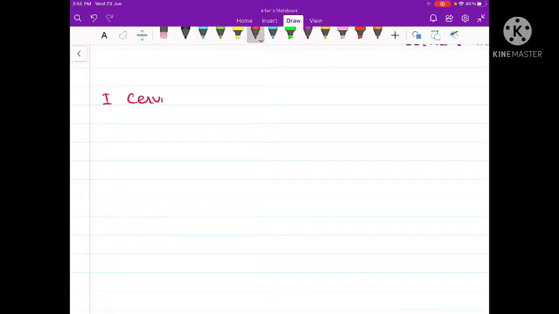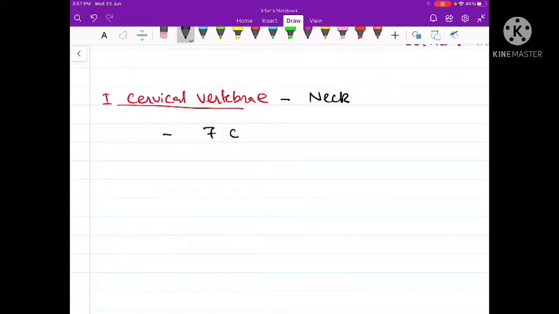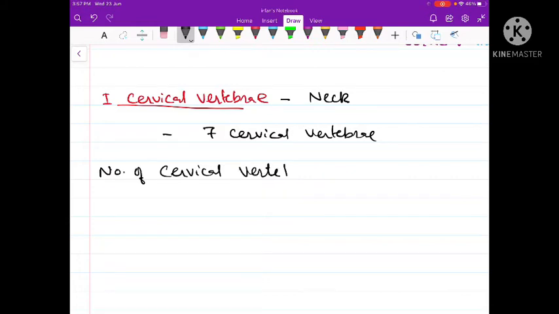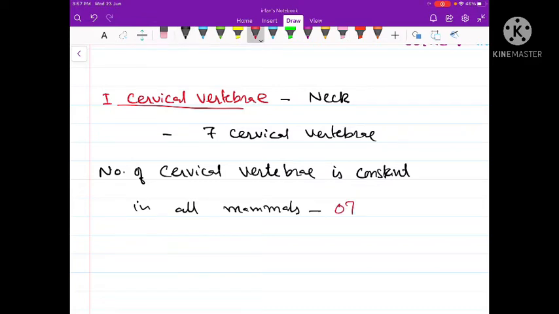Cervical vertebrae are those vertebrae which are present in our neck. Cervical vertebrae are the vertebrae of the neck. Our neck is formed of 7 cervical vertebrae. The number of cervical vertebrae is constant in all mammals, which means that the neck of all mammals is formed of only 7 cervical vertebrae.